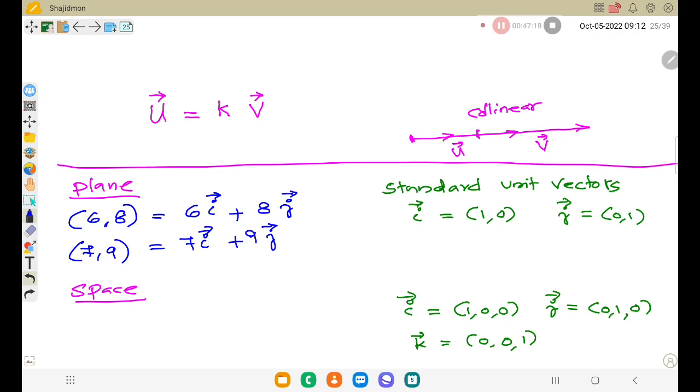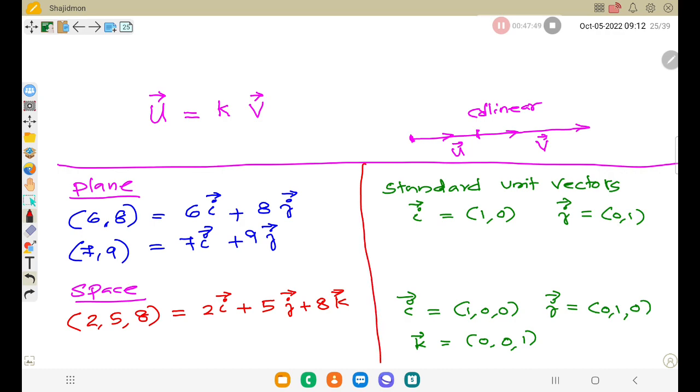The same way in space also. For example, if I am taking a number from space, it means 3 numbers, for example (2, 5, 8). Okay, 3 numbers. How to write it in standard unit vectors? The first number multiplied by i, the component multiplied by the standard unit vector in the x direction, i. The second number, 5, multiplied by the standard unit vector in the y direction, vector j, plus the third one, 8, multiplied by vector k. This is the representation in terms of standard unit vectors.